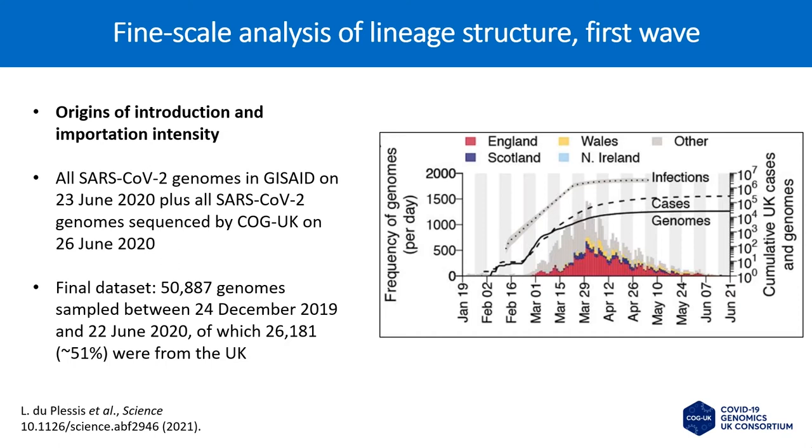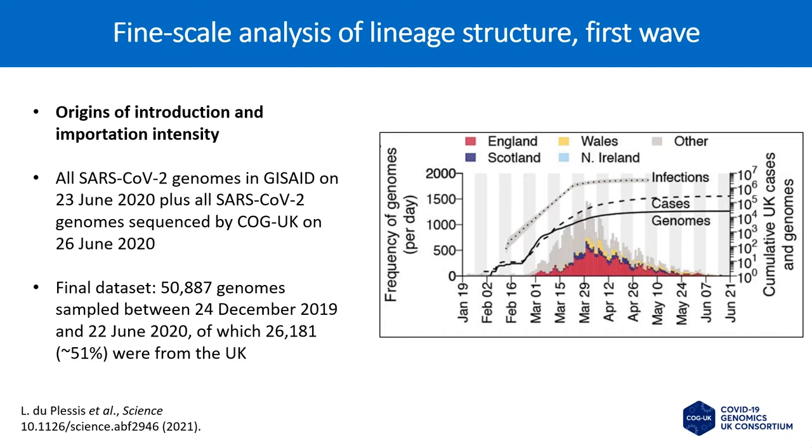So they collected the SARS-CoV-2 genomes in GISAID on the 23rd of June 2020. That's all of the genomes that were available, plus all of the genomes that have been sequenced by COG-UK on the 26th of June. And you can see there the final data set was over 50,000 genomes sampled between December 2019 and June 2020.